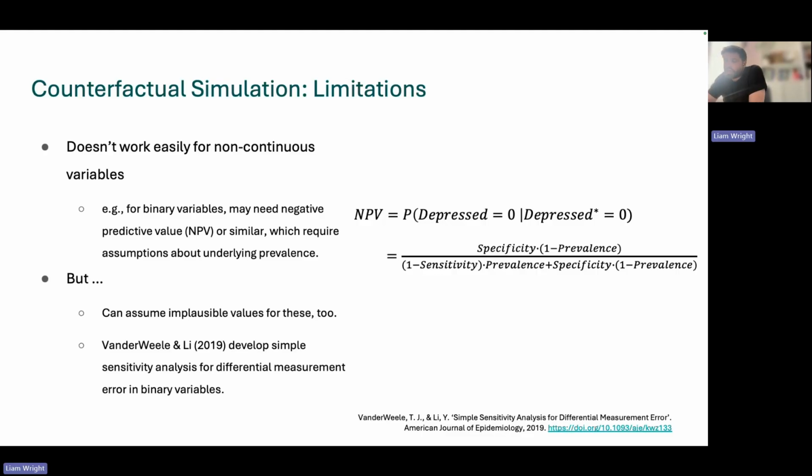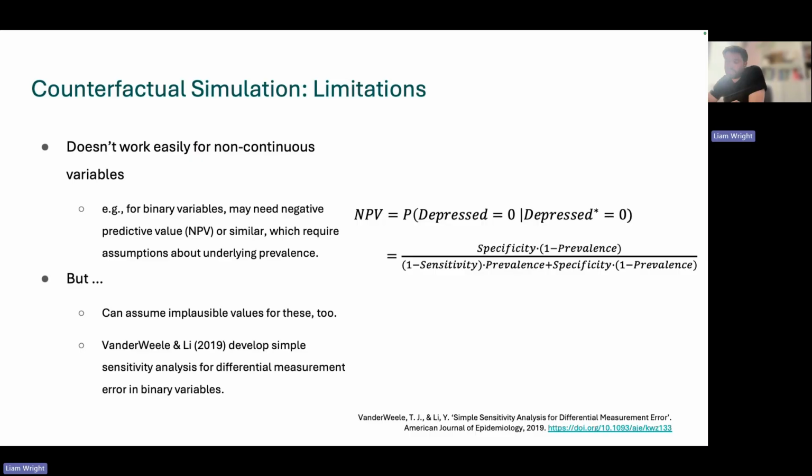So for binary variables, it might not have the advantage that you had for this counterfactual simulation approach that you did have for the continuous variables. But you could still assume implausible values for the negative predictive value, so you can see if the results change substantively when making implausible assumptions. So there's still a possibility there.